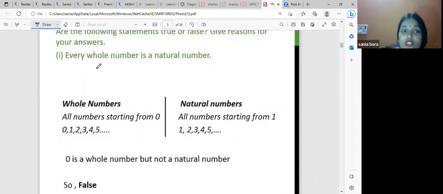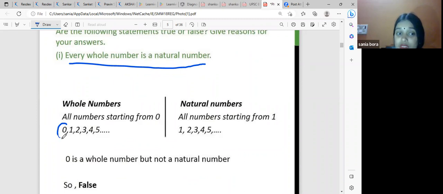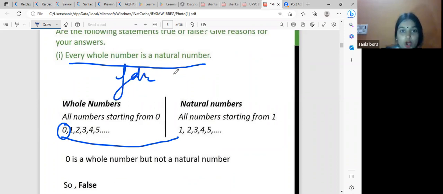So the question was, every whole number is a natural number. See, 0 is a whole number. So is it a natural number as well? No. So this statement is false. Why? Because every whole number is not a natural number.